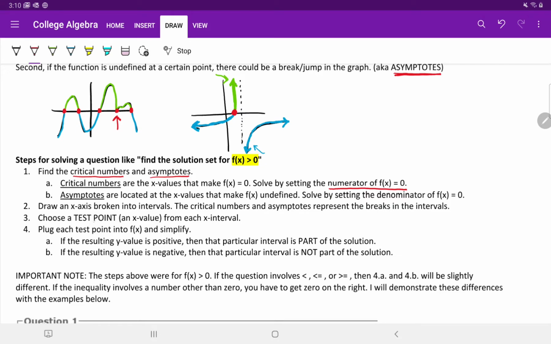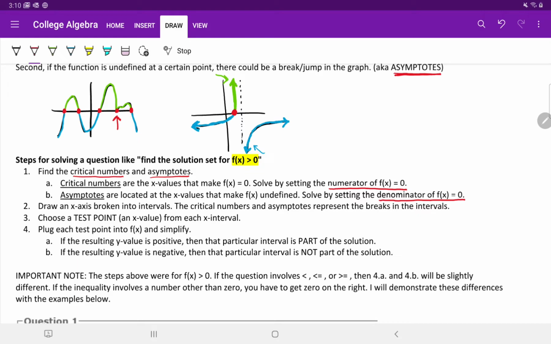Asymptotes, on the other hand, are located at x values that would make our function undefined. That's where asymptotes come from. So these are very commonly found in functions that are made up of fractions, where you have x's in the bottom of your fractions, and there are certain values that you can't let x be equal to because it would make the bottom of your fraction equal to 0. So asymptotes are closely tied to domain. In order to find asymptotes, you set the denominator of your function equal to 0.